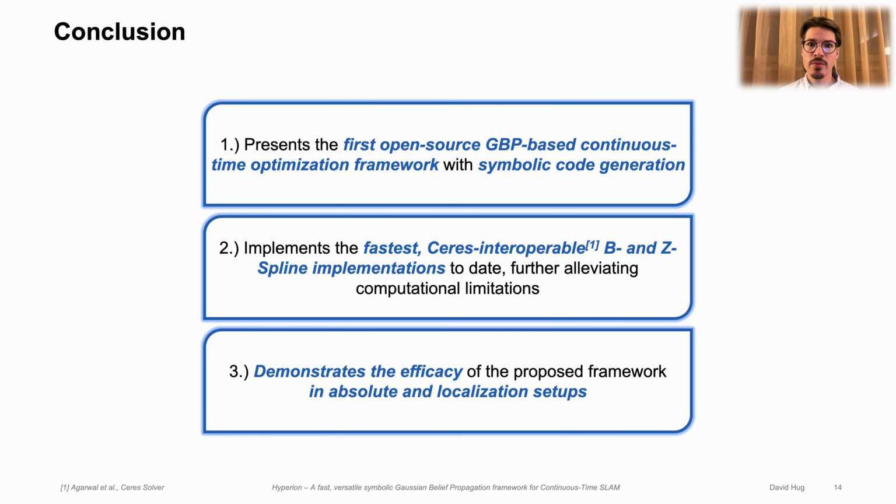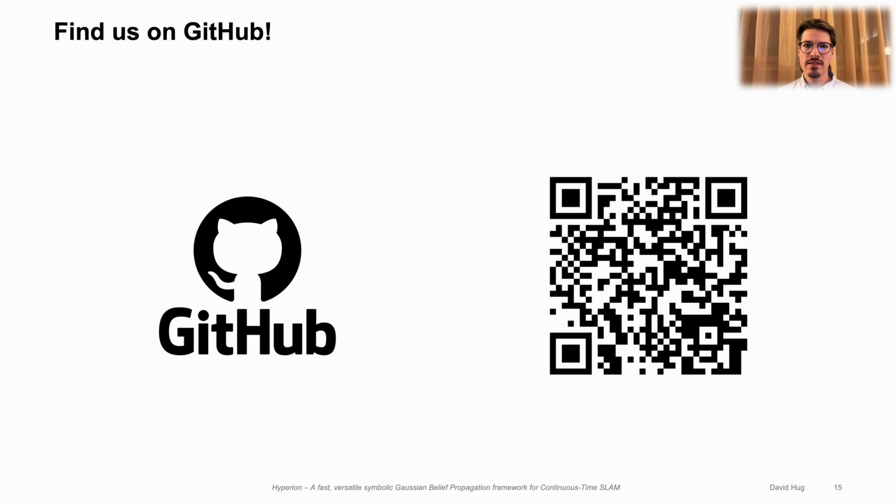In conclusion, this work introduces the first open-source Gaussian Belief Propagation-based continuous time optimization framework with symbolic code generation. Furthermore, it implements the fastest Ceres interoperable B and Z-spline implementations to date, further alleviating computational limitations. In addition, we demonstrate the efficacy and robustness of the proposed framework in absolute and localization setups, even under incomplete message passing. Lastly, Hyperion is also available on GitHub, offering a comprehensive open-source implementation.